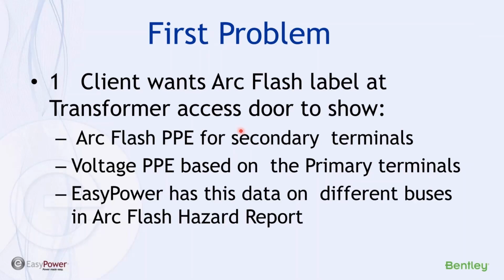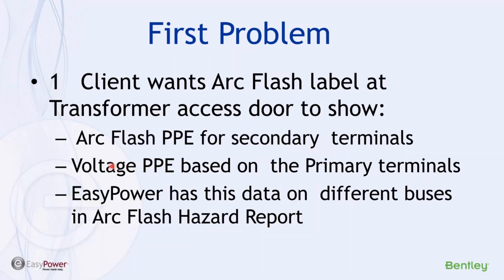Okay, so the first problem we want to talk about is a client wants an arc flash label at the transformer access door, and he wants the one label to show the arc flash PPE for the secondary terminals because that's the side of the transformer that usually has an elevated arc flash result.